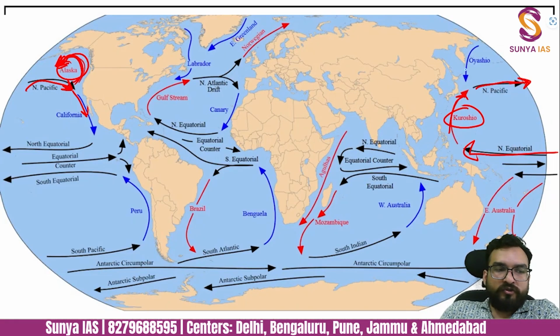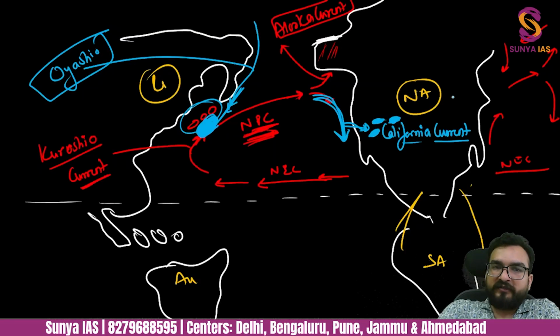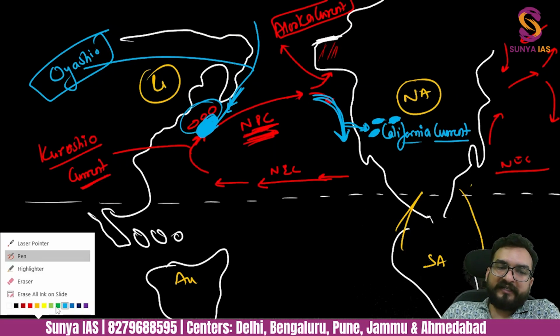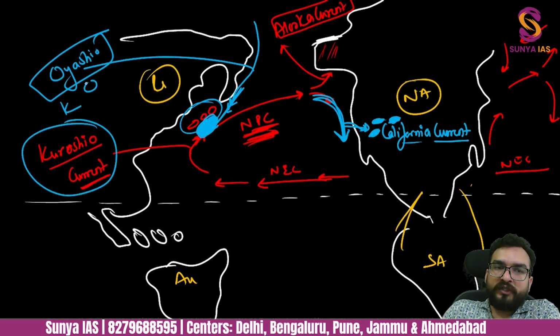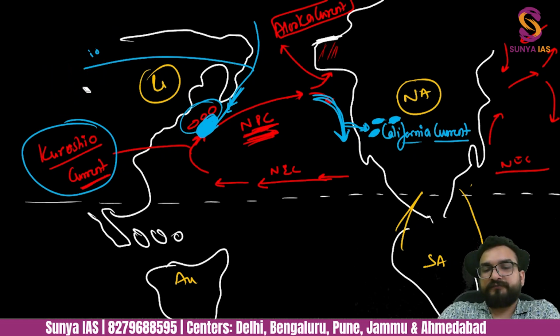So Oyashio and Kuroshio are meeting. In the examination, you will get confused about whether Oyashio is warm or cold, or Kuroshio is warm or cold. So make a mnemonic, guys: K-O. Kuroshio warm, Oyashio cold over here. Oyashio current. So you understood how many currents we have.